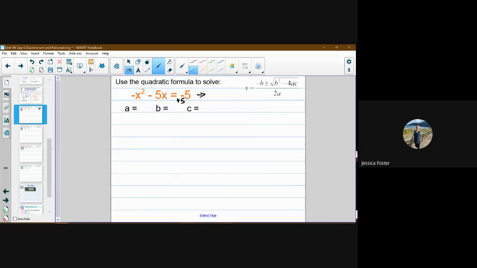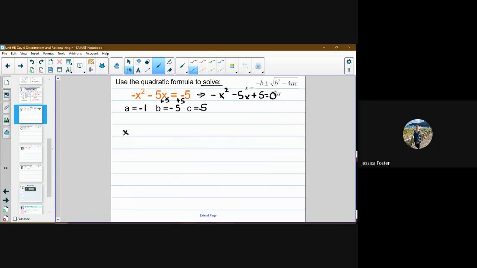So different than using the discriminant, this time I'm actually solving, meaning I'm going to find the values that x can be. Negative x squared minus 5x plus 5 equals 0. In standard form now, my a value is negative 1, b value is negative 5, c value is positive 5.